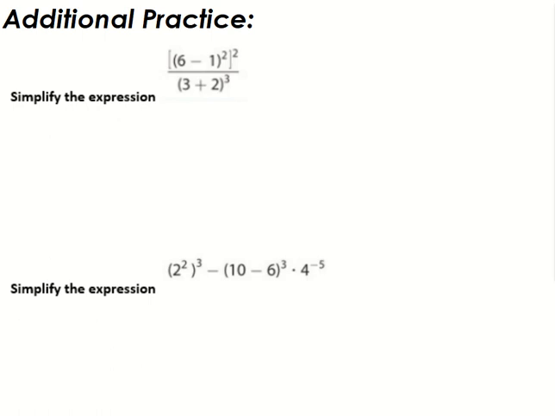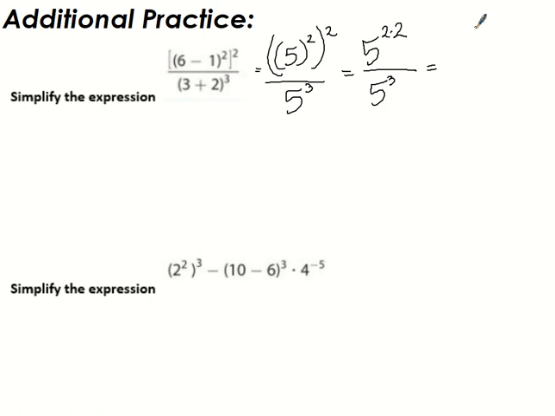All right, so hopefully you actually paused. 6 minus 1 is 5, and then to the 2nd power. And then we're going to take that to the 2nd power. And then 3 plus 2 is 5 to the third power. This is very similar to the one we just did. So I should have gotten 5 to the second times 2, which would have gotten 5 to the fourth over 5 to the third, because I haven't changed the bottom yet. We're going to take 5 to the fourth minus 3, because quotient property, and we're going to get 5 to the first, which really is just 5.